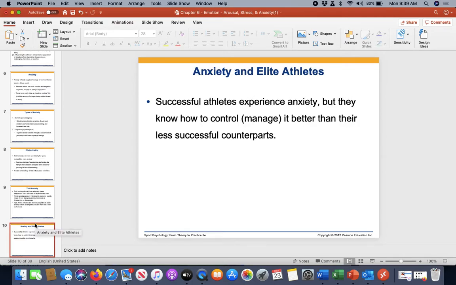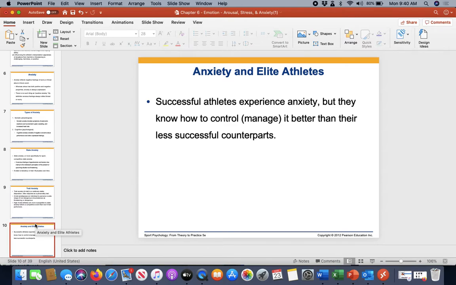Now, here's the funny thing: we assume that the high-performing athlete does not experience this. Well, they do. They're just the ones that can handle it a heck of a lot better than an amateur, a newbie. That's really what it comes down to: the elite athlete is the one that can take it and control it, and then potentially use that threat to propel them to do something great.